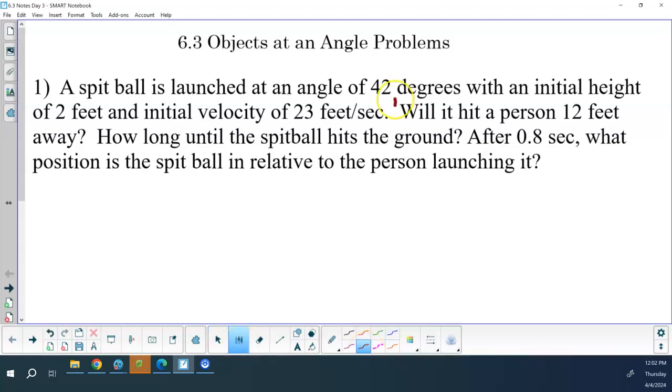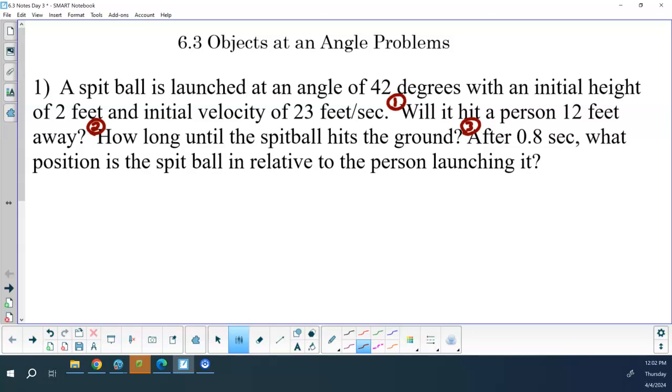Second question is, how long until the spitball hits the ground? And then I added a third question last night because I want to teach you another function that we need today: what is the position of said spitball relative to the person launching it after 0.8 seconds. Okay? So there's our 3 questions.